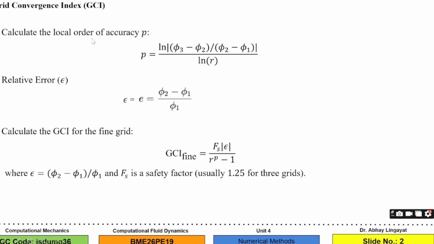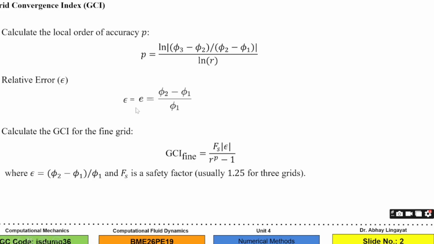The next term is the order of accuracy, indicated by P. It is calculated as P equals ln of (phi 3 minus phi 2) divided by (phi 2 minus phi 1), upon ln of R. It tells us how fast the numerical solution is converging. What is the significance? If P equals 2, it defines a second order method. The higher the P, the better the accuracy.